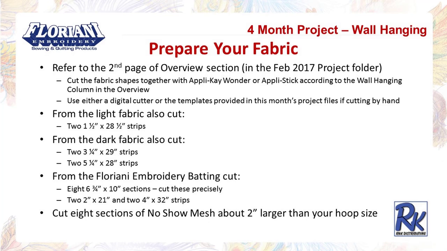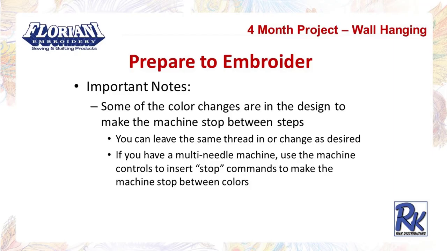and from the Floriani embroidery batting, you want to cut eight 6.75 by 10-inch sections, and you want to cut those quite precisely. You'll also need two 2-inch by 21-inch and two 4-inch by 32-inch strips of the batting, and finally, you want to cut eight sections of the no-show mesh about 2 inches larger all the way around than your hoop size.